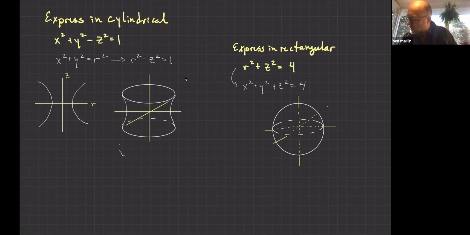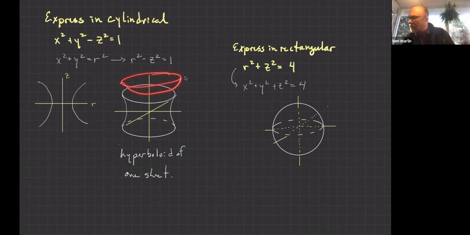Hyperboloid of one sheet. If you had done the substitution in here and had z squared minus r squared, then you would have had your hyperbolas going like that instead. And that would have given you a hyperboloid of two sheets, because you would have had something up here and something down here as well.